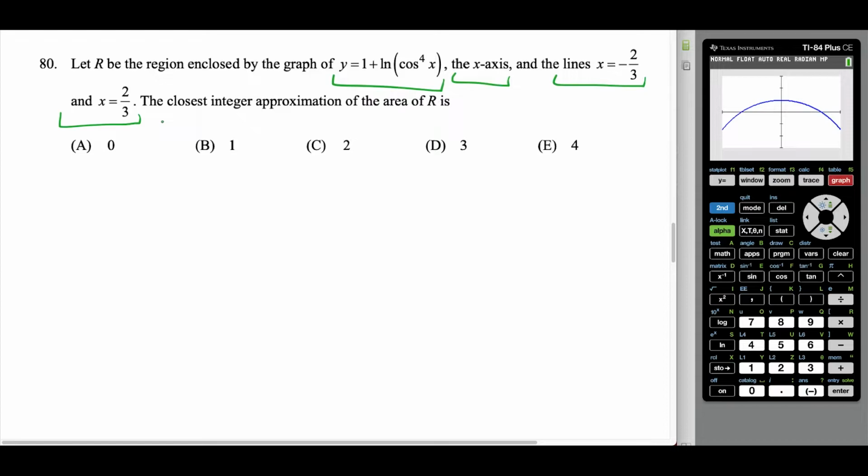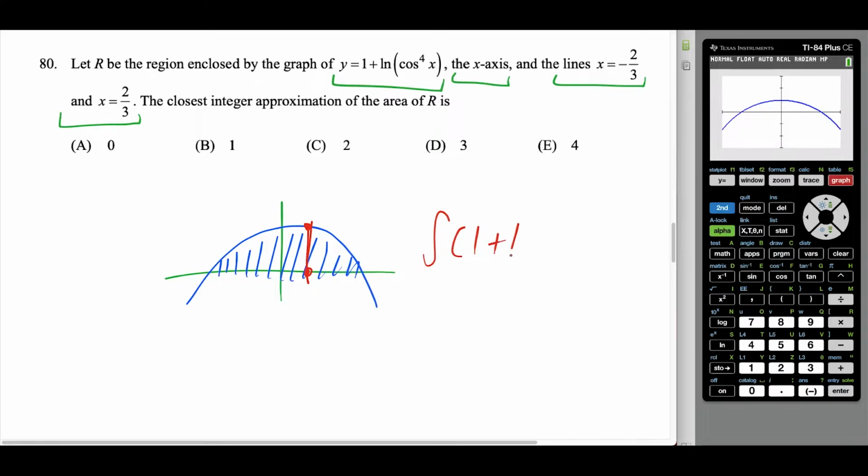So when I have to sketch this real fast, I just know I have an even function here, and that's a rough sketch we could use. If I want to find the area of this region, it's defined by just one curve and the x-axis. So when I set up my integral, I'm going to have the integral of 1 plus natural log of cosine to the 4th power of x dx. Notation is not important because it's multiple choice, but I'll write the dx on the outside. And I'm going from negative 2/3 to positive 2/3.